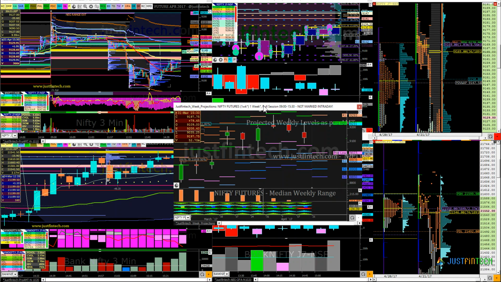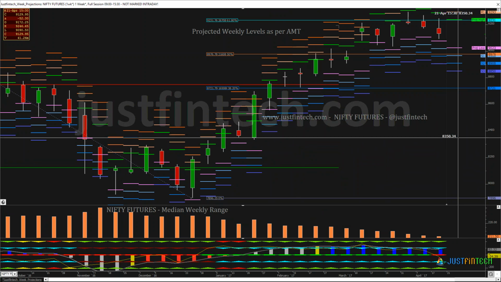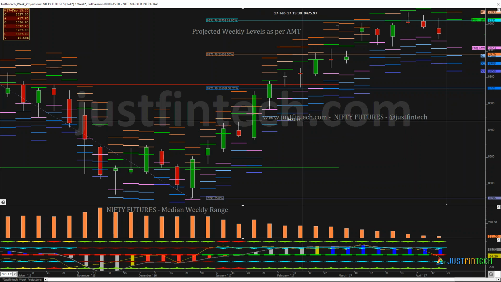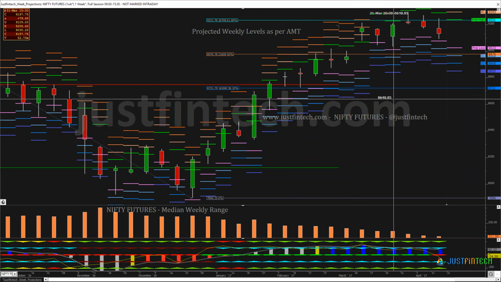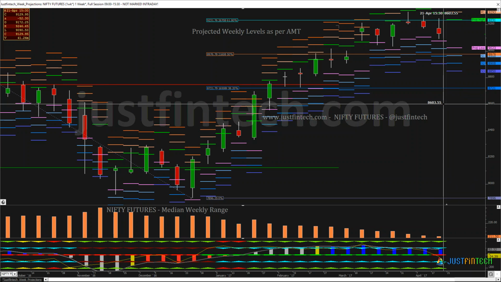Now let's have a look at the weekly projected levels. The projected high for this week is 9236 and the projected low is 9023. It has been 3 weeks that we have not done the projected high or the projected low. So that's also after a long time. Here if we see, we had 2 weeks, 2 weeks, and this time we have 3 weeks. Not even 3, I think 4 weeks.